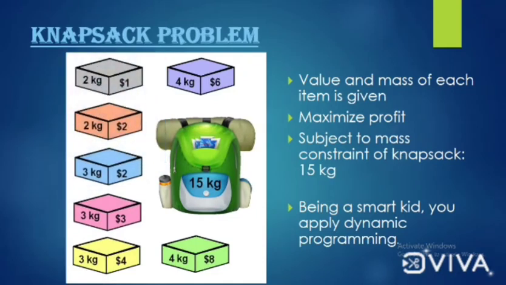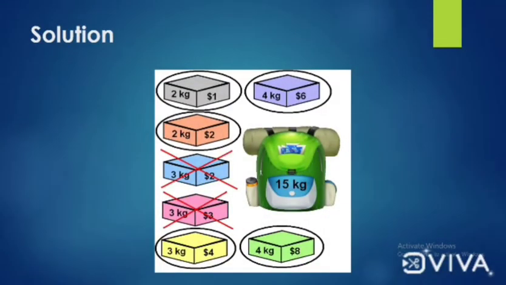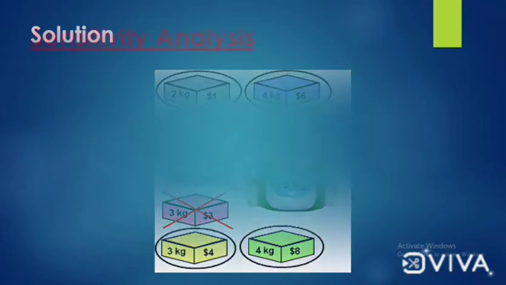So the value and mass of each item is given. You have to maximize your profit, subject to the mass constraint of the knapsack, which is 15 kg. So being a smart kid, you use dynamic programming. Here's the solution of how to solve it.